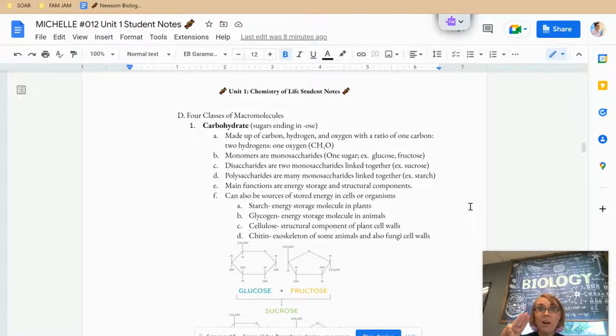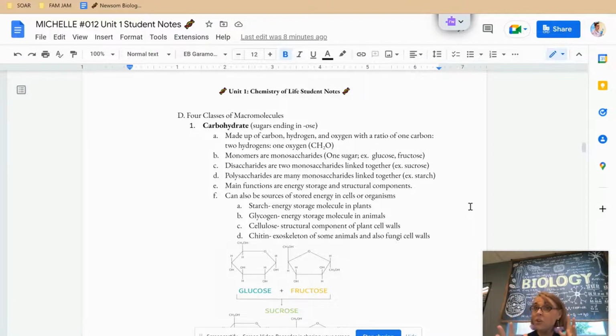Since you guys are pretty familiar with carbs, give me an example of a carb. I feel like you're probably saying soda, you're probably saying bread, you're probably saying pasta, and you, my friends, are right. But let's talk about it on a chemical level, on a very microscopic level.